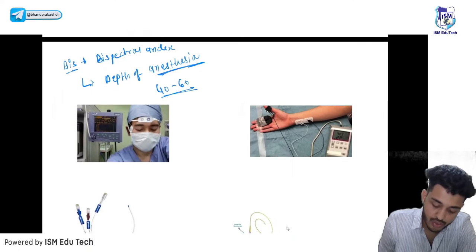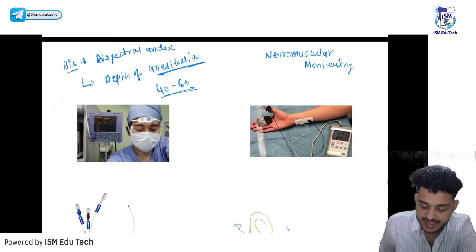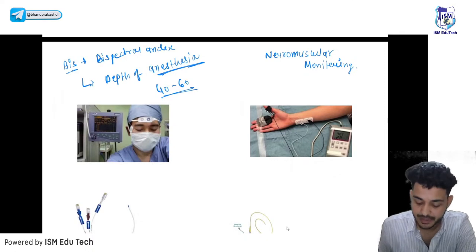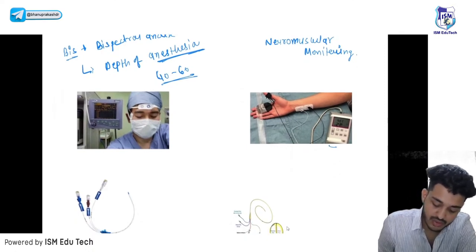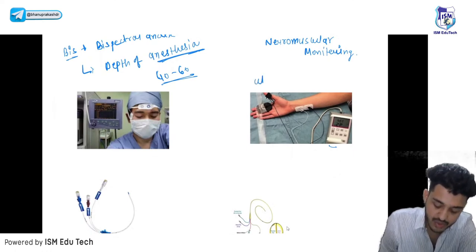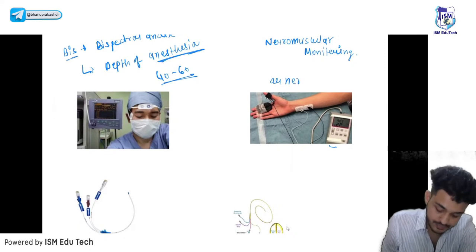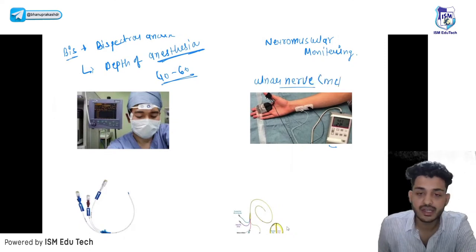This one is your neuromuscular monitoring. What we will see in neuromuscular monitoring, there will be the muscular blockade, we are using it. What is the most common nerve that we are using? We are using the ulnar nerve, which is the most commonly used nerve.